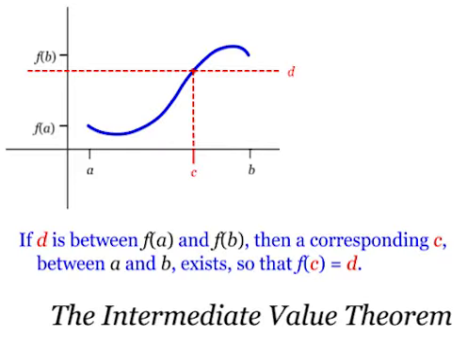See how this ties in with the theorem? If we pick a d between f of a and f of b, then it relates to a c between a and b. That's it. That's all there is to the intermediate value theorem. If you don't quite understand it, well, let's take a look at a real-life example and it'll become even clearer.